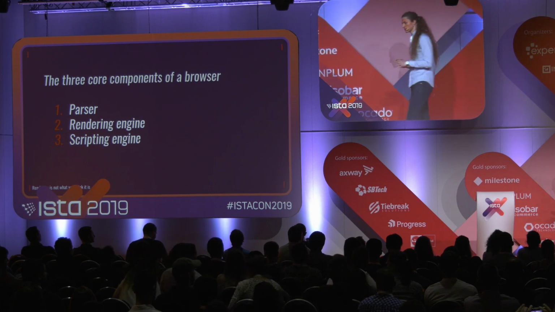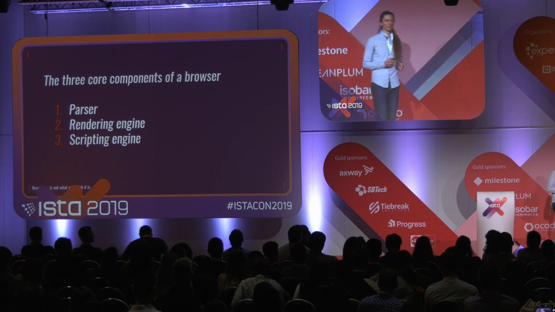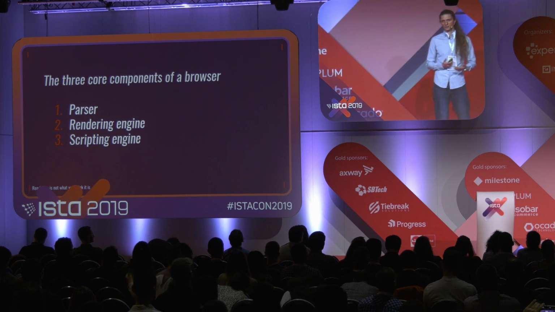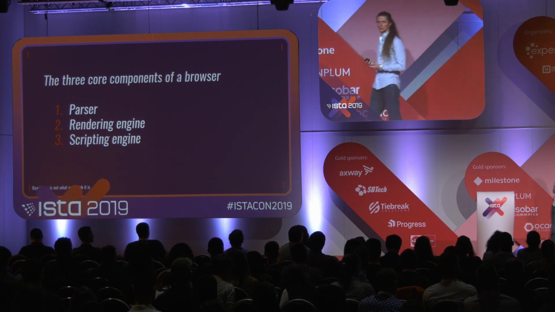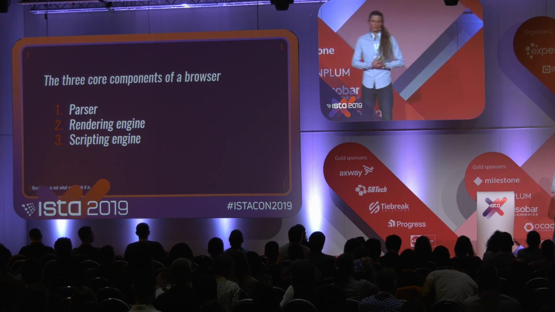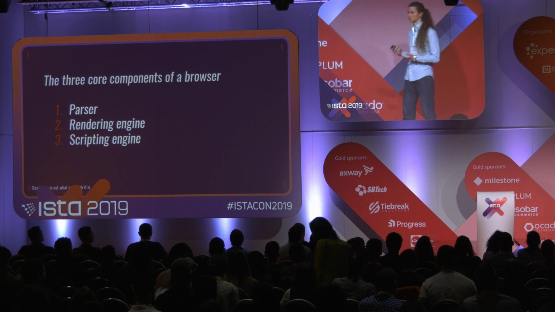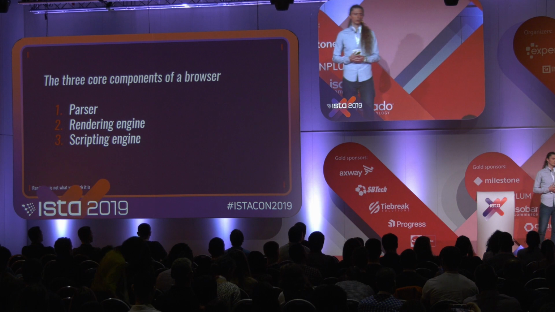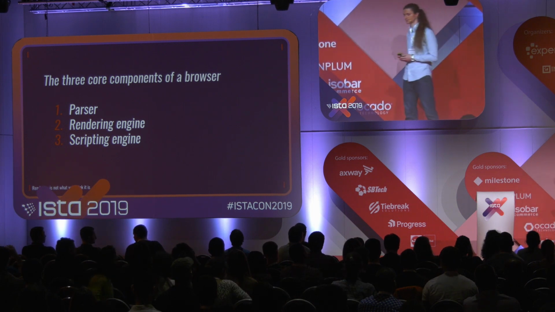But essentially, modern browsers are actually comprised of three main things. A parser, which basically converts the plain text files into a dynamic structure inside the memory of the device. Then a rendering engine, which converts this into actual visuals. And of course, the scripting engine, like V8, Chakra or SpiderMonkey.